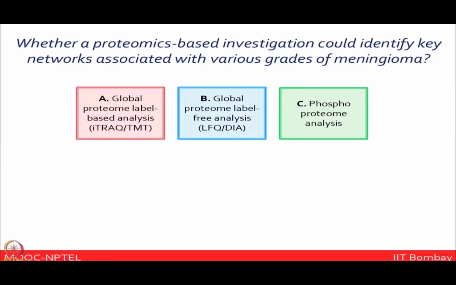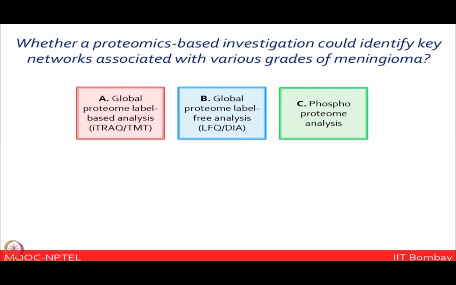We wanted to ask whether the proteomics investigation we are addressing for brain tumors could identify some of the key networks and potential targets for different grades of meningioma brain tumors. We are now looking at meningioma, using 3 different complementary approaches. One is global proteomics, where the aim is to look at all possible proteins and quantify them using either iTRAQ or TMT based workflows, or label free quantification (LFQ), or DIA, data independent acquisition, or we do phosphoproteome analysis to look at the enriched phosphopeptide residues.